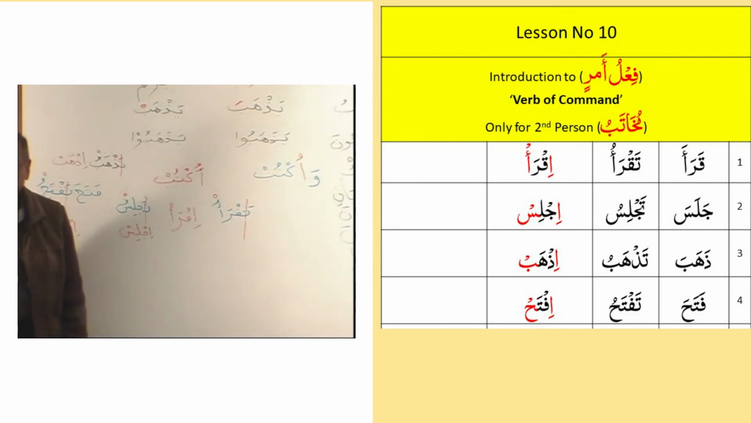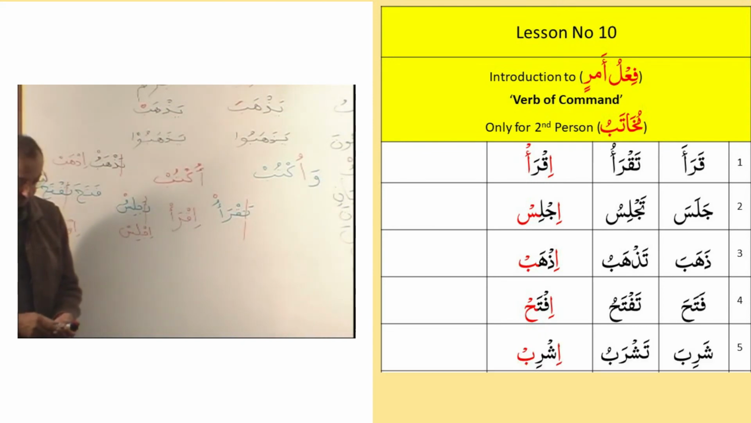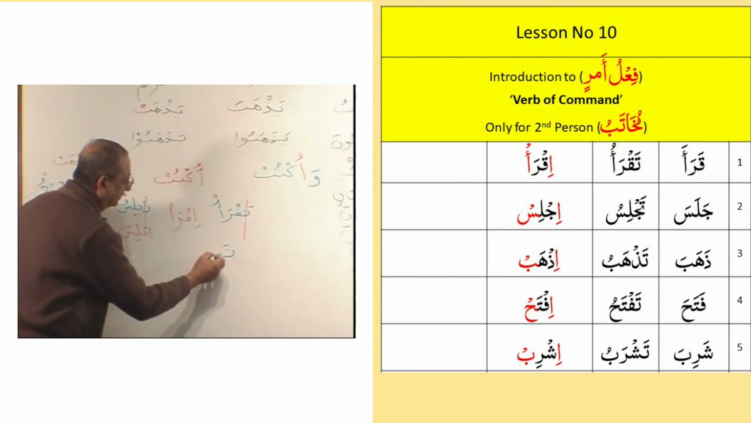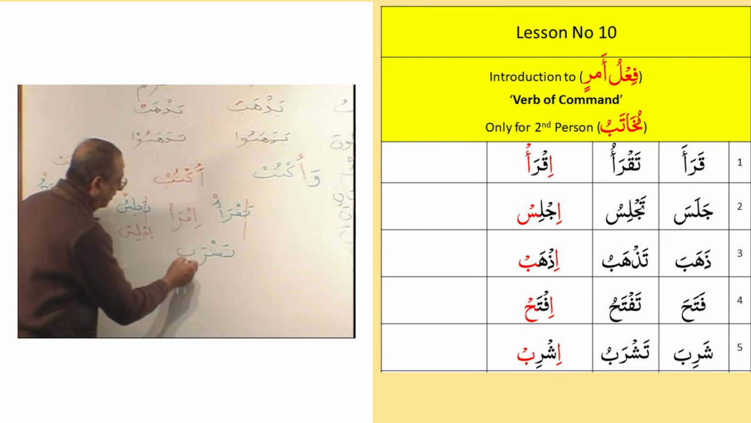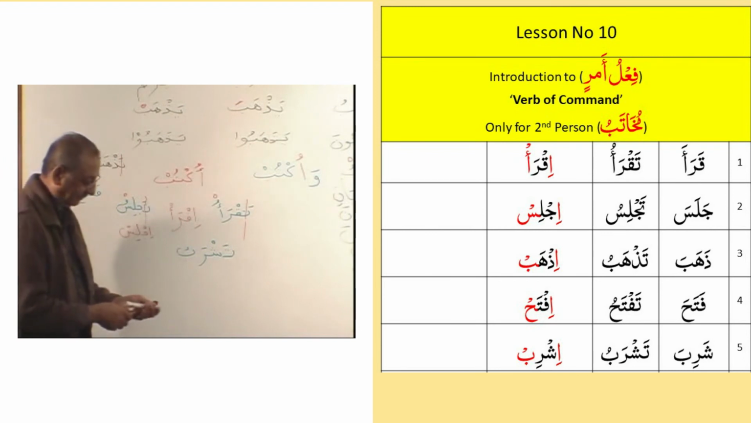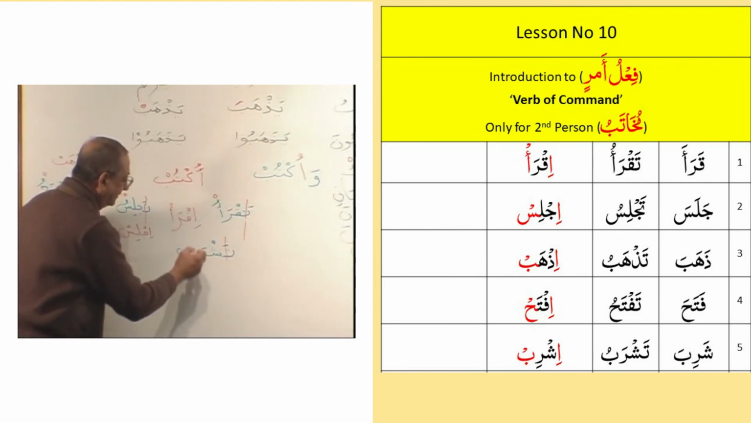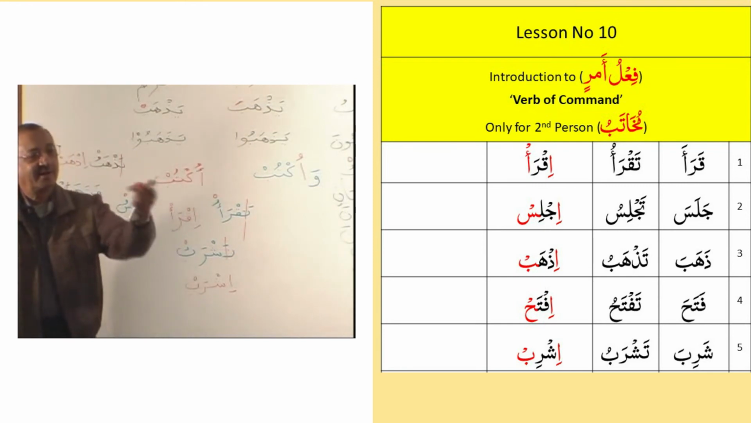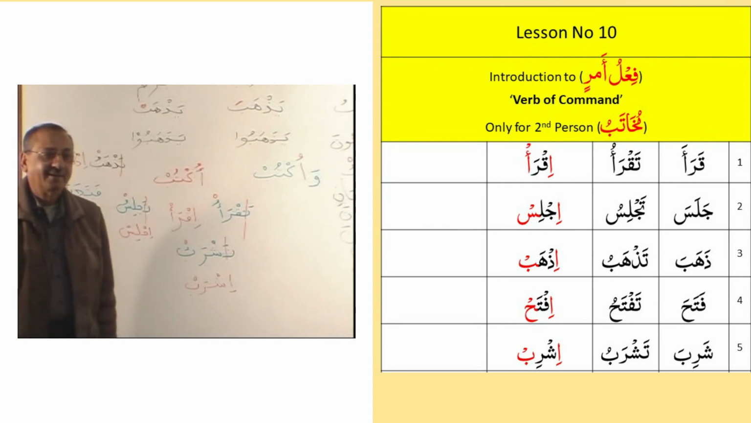Because ijlis is intransitive. Now we come to another nice word, the last word, brother, sister. Shariba. What is the mudari? Yashrabu. So from yashrabu, we get tashrabu. How do I make the amr? Ishrab ya akhi. Drink, O my brother. Ishrab ash-shaya ya akhi. Drink the tea, O my brother. Are you with me?